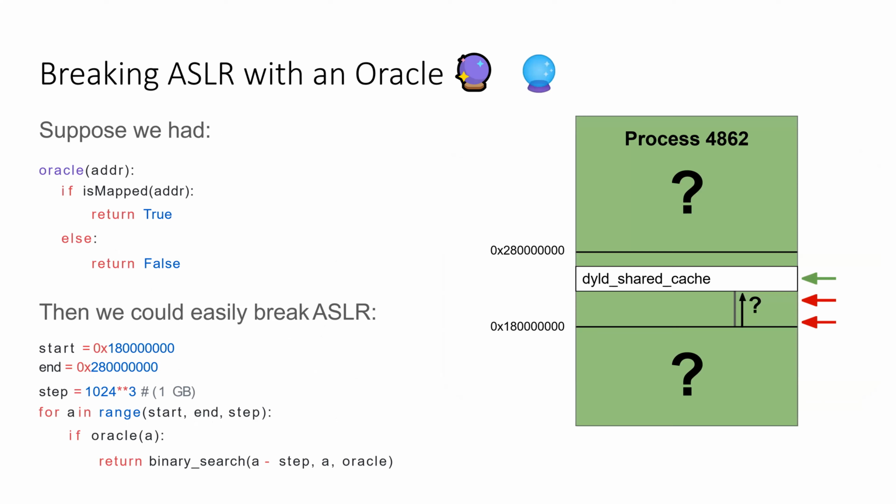So we have the address range of the shared cache, and all we need to know is where the offsets are. We assume we have an oracle that can tell us if an address is mapped in the remote process when we give it an address. If this is possible, then all you have to do is go in 1 GB steps, the size of the shared cache, between the two addresses, and at some point you'll find a valid address. So maybe after 3 steps, you find a valid address, and then from there you just do a binary search, since we know that somewhere between the green and the second red arrow the shared cache starts.